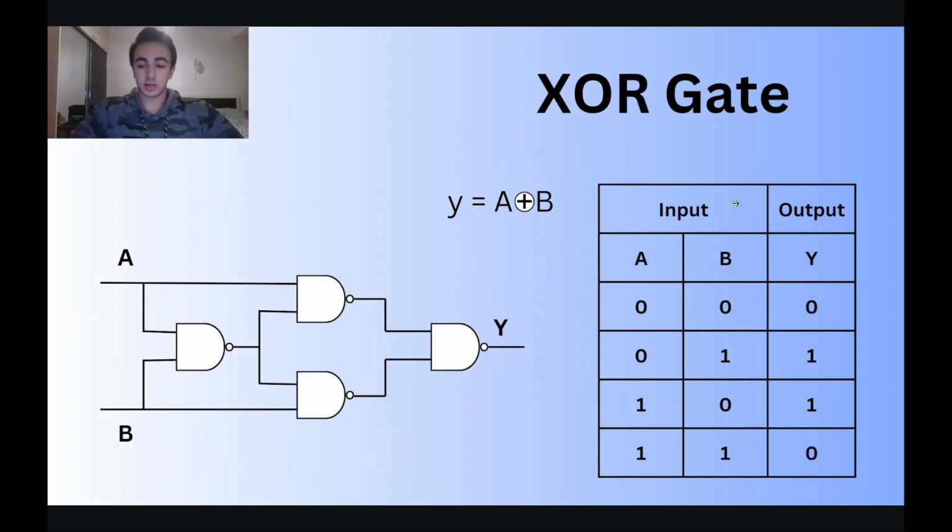XOR gate. This one is more complicated, however, it is one of the most essential and vital logic gates, which we'll explore later in the next topic. So the truth table for this XOR gate outputs 1 when only either of the inputs is 1. When both of the inputs are 0, the output is 0. When either of inputs is 1, the output is 1. But when both of the inputs are 1, the output is 0.